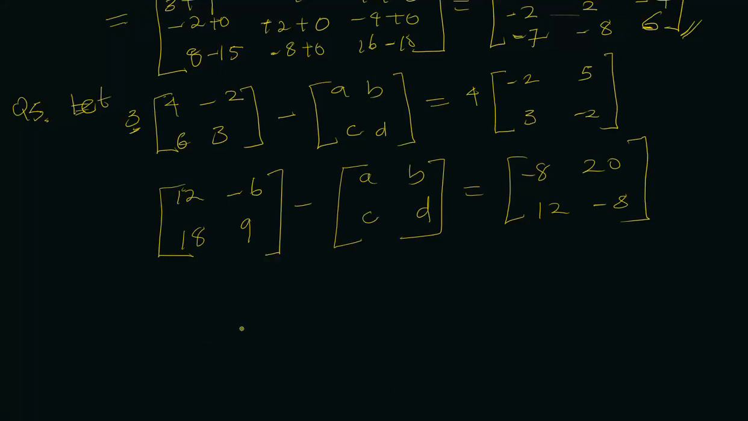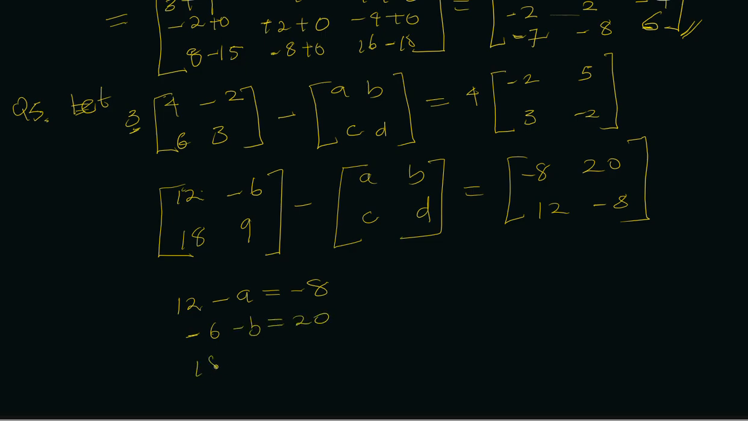Okay. Now, how do I do this? I can just say 12 minus A is equal to minus 8. You can see that now. So, I can say 12 minus A is equal to minus 8, minus 6 minus B is equal to 20, 18 minus C is equal to 12, 9 minus D is equal to minus 8.